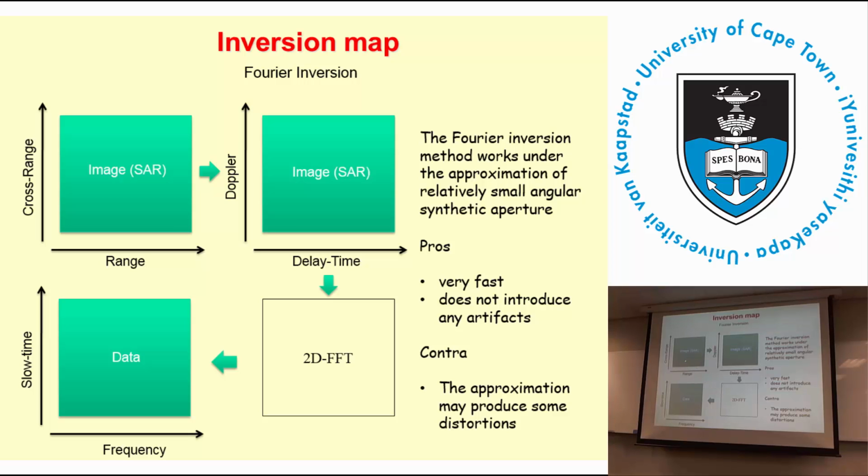So what I'm showing here is the Fourier inversion, right? With the Fourier inversion, you go from cross-range to range, and range can be transformed into delay time. You go back, see? The scaling, you go back from cross-range to Doppler. So that's delay time and Doppler. If you perform a two-dimensional FFT, then you get your data in slow time and frequency. Slow time is the Fourier transform of Doppler, and frequency is the Fourier transform of delay time. So that's your data in the frequency and time domain that you're ready to feed into your ISA processor.